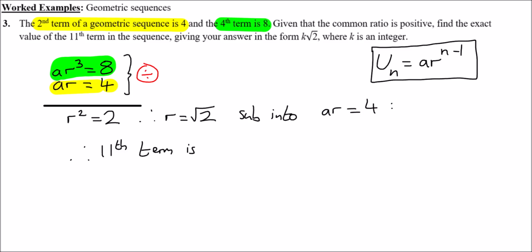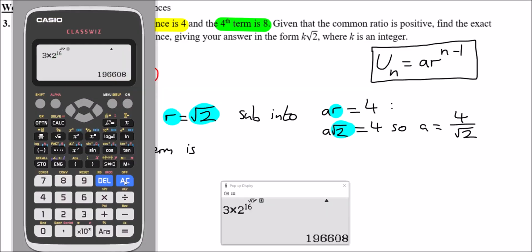So if r is root 2, then a times root 2 is 4. So a is 4 over root 2, using the fact that we know r is root 2 now. And 4 over root 2, we can simplify. If you're feeling lazy, like I often do, we can use one of these. 4 over root 2, we'll get it into the exact form for you. There, 2 root 2.